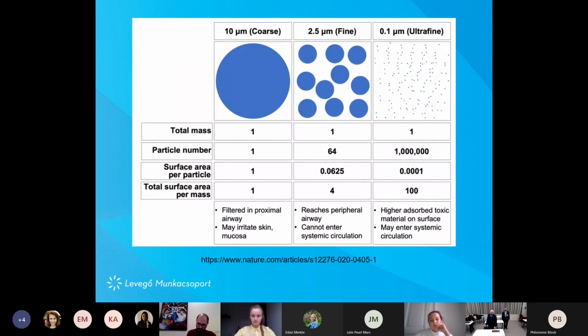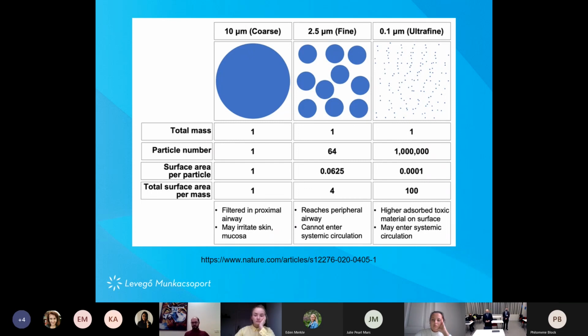But the situation is even worse, because there are not only PM 2.5 but also so-called ultrafine particles, which are much smaller. They have a diameter of 0.1 micrometer or even less. If you take the same mass, as one PM10 particle there are 64 particles of PM 2.5, and 1 million ultrafine particles have the same mass as this PM10.